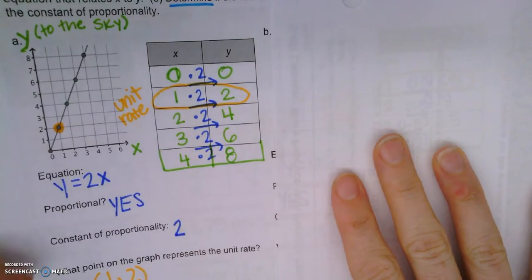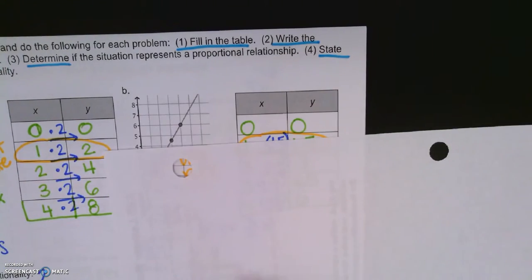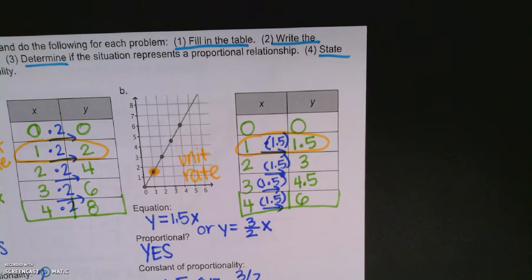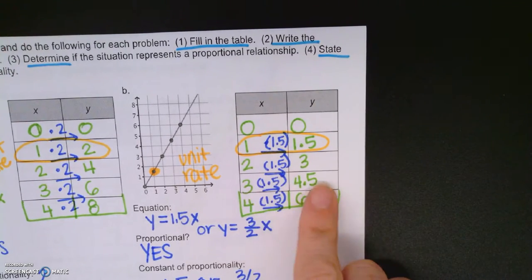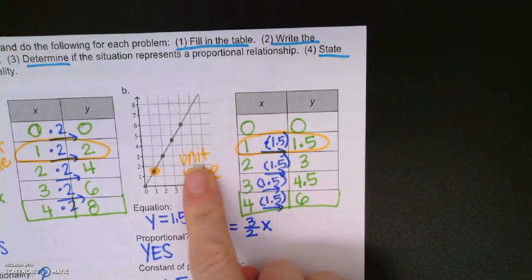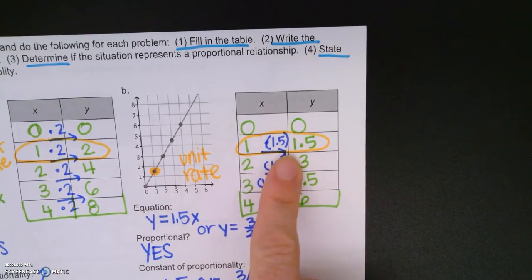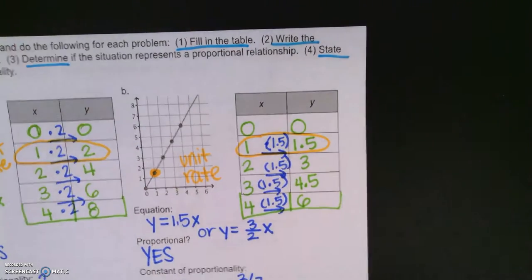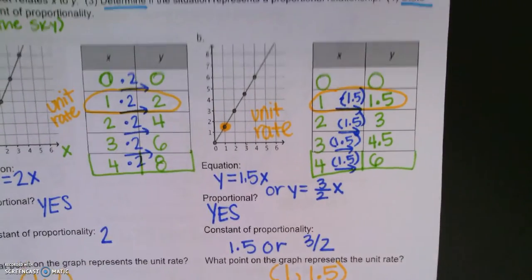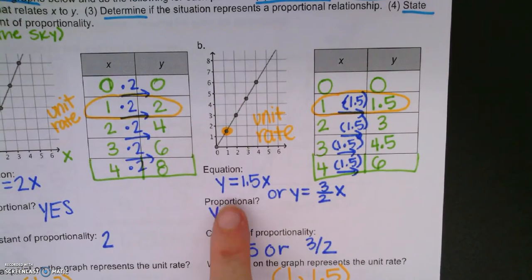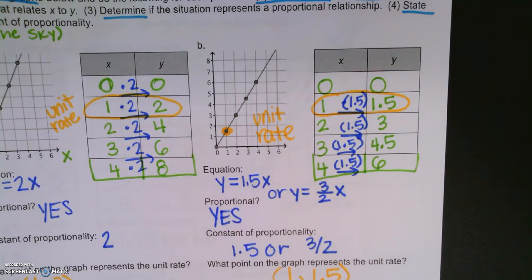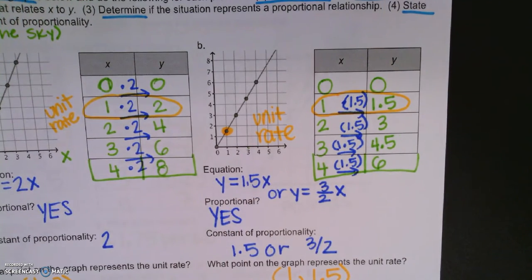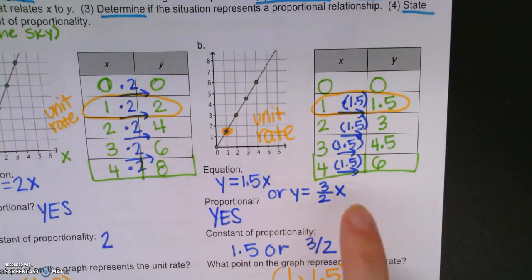After A, maybe you move to B, maybe you move down the page, but let's look at B for now. Your table should have been filled in: 0, 0, 1, 1.5, 2, 3, 3, 4.5, 4, 6. Our unit rate is circled in our table and labeled possibly on our graph. And we also have our equation. We could write our equation with a decimal, y equals 1.5x, or y equals 3/2 x if you wrote this with a fraction.